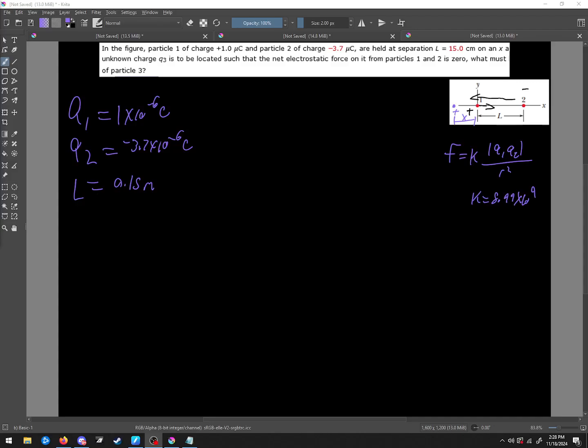Okay, this problem is a bit cut off, so I'll just read it as it is here. And I already have listed down our knowns and our equations, along with a constant.